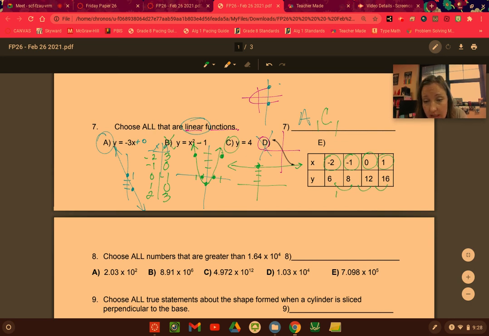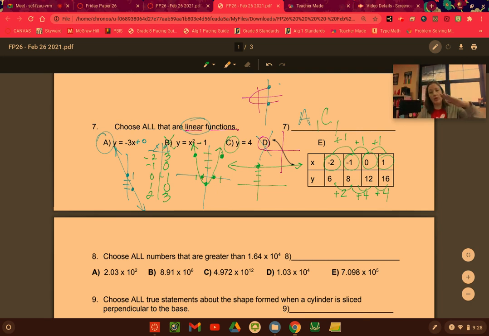6 to 8 is plus what? 2. Plus 2. 8 to 12, what do you get? 4. 4. 12 to 16? 4. Good. Okay, -2 to -1. 1. 1. -1 to 0. 1 and 1. So my change in y here is 2 over 1, and here it's 4 over 1.